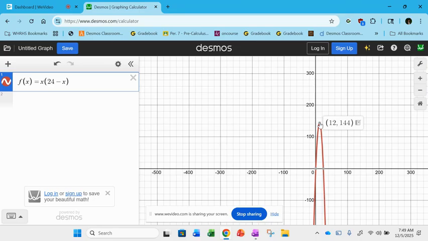Okay. So our maximum here is 144. I wasn't asking for that maximum. That 144 represents f of x. That's our maximum. But I want the x coordinate here. What's the x coordinate? 12.